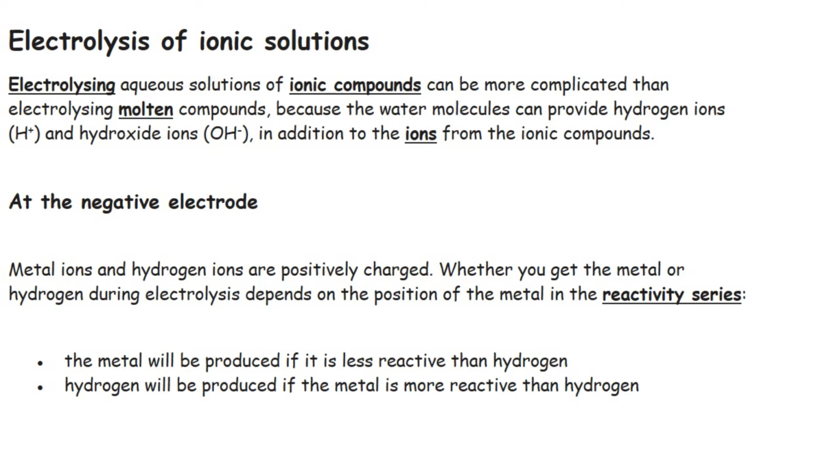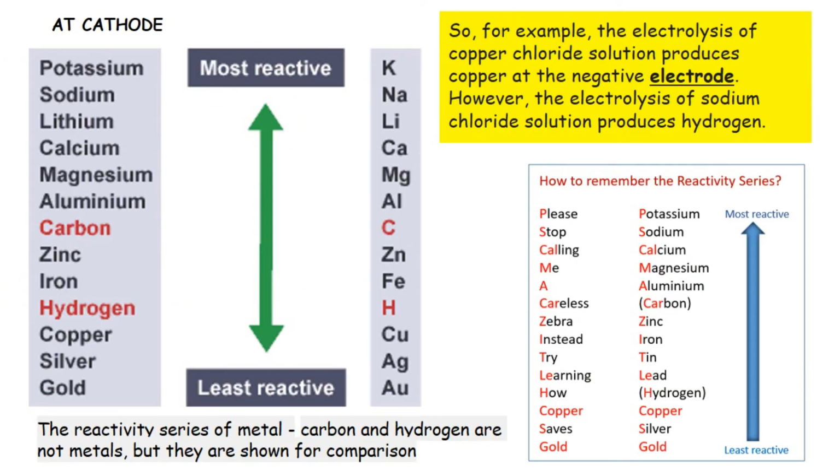Whether you get the metal or the hydrogen during electrolysis depends on the position of the metal in the reactivity series. The metal will be produced if it is less reactive than hydrogen. Hydrogen will be produced if the metal is more reactive than hydrogen.